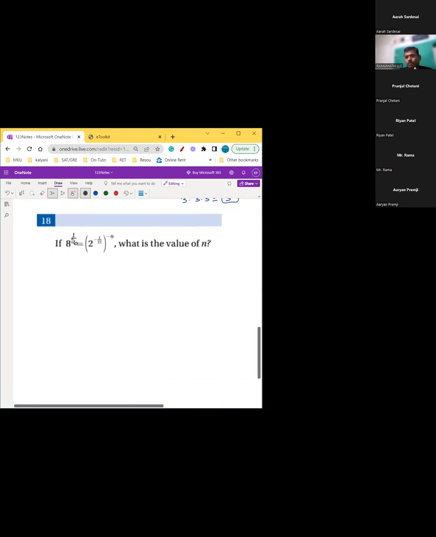Let's try this question and then we can move to the radicals a little bit. Okay.